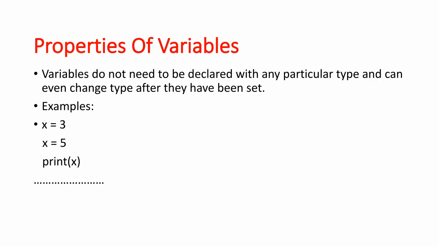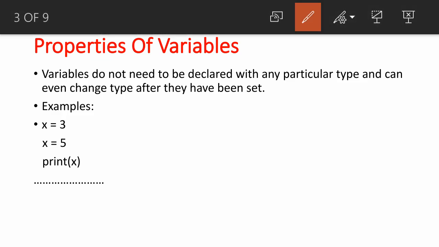Now that leads us to the properties of variables. We're going to be seeing different properties of variables. Here, variables do not need to be declared with any particular type and can even change type after they have been set. Look at this example here. We have x equal to 3, and you then put x equal to 5. Once you do this, Python no longer recognizes the 3. As you write print x, the response will be 5. Python would see it as 5.